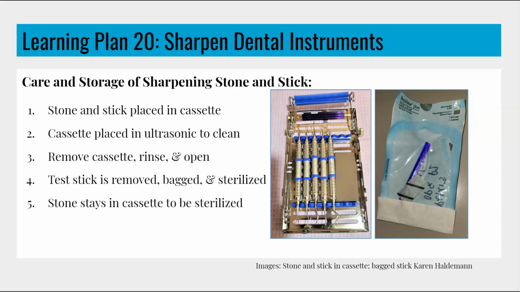Open the cassette and remove the test stick. Put the stick in a properly labeled ProView bag to be sterilized. The stone remains within the cassette to be sterilized. Do not reuse IMS wrap to sterilize the cassette.